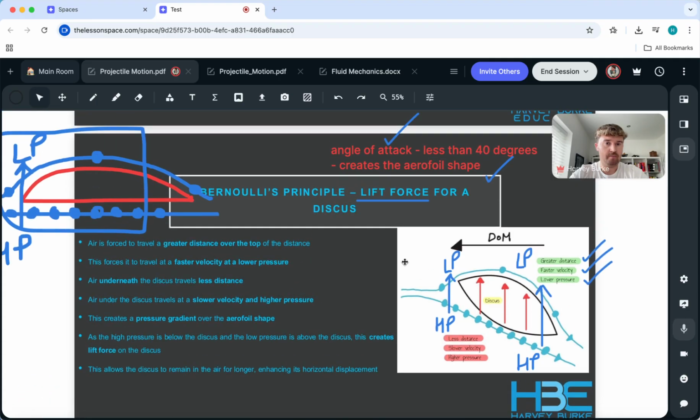So always remember, angle of attack creates the aerofoil shape, and then just talk about the distance, the velocity and the pressure of the air on both sides, and that it creates a pressure gradient, and finish your answer with either lift force or downforce.